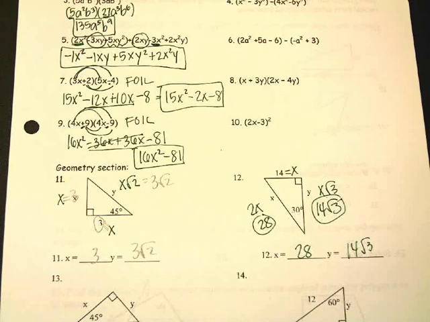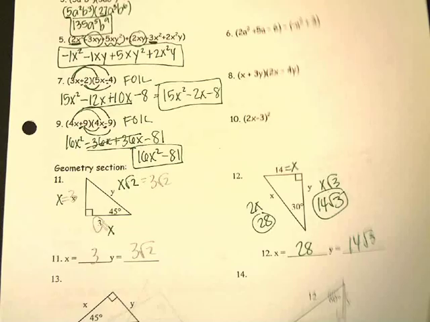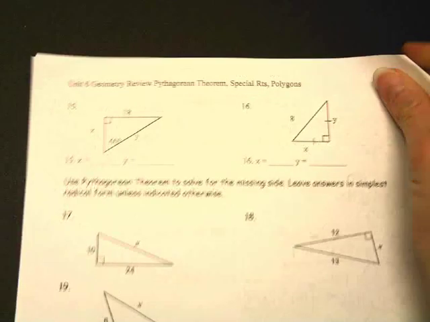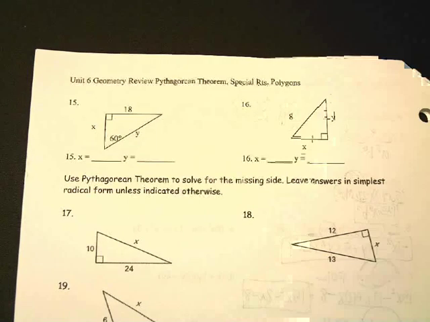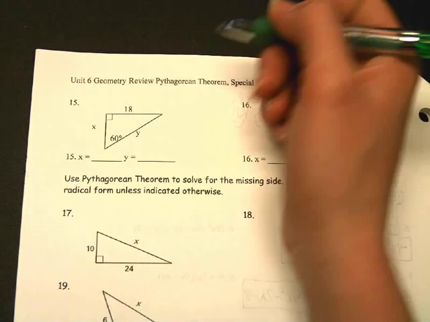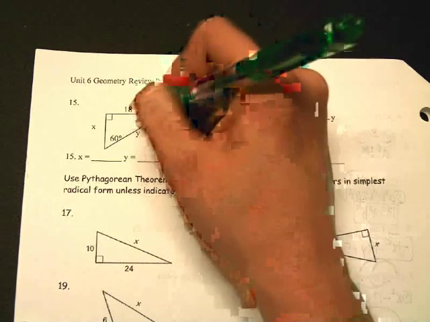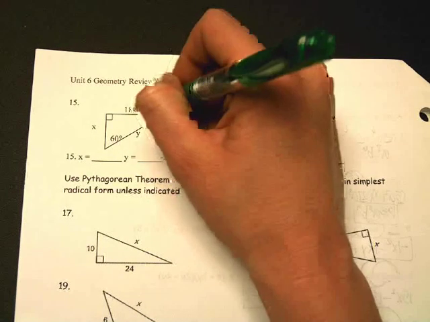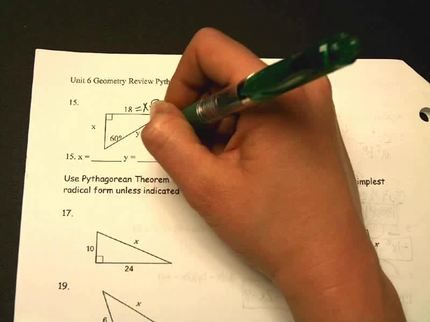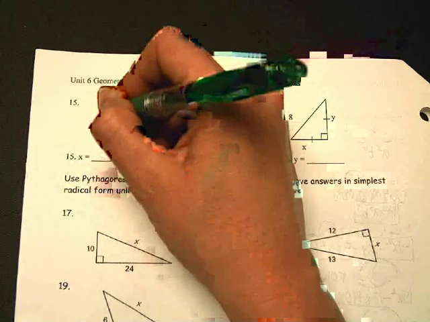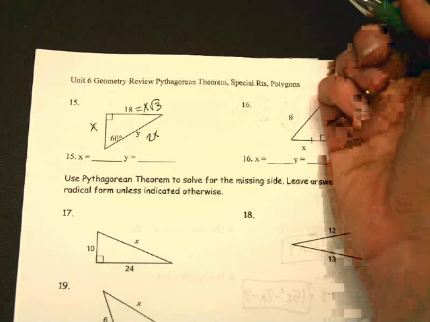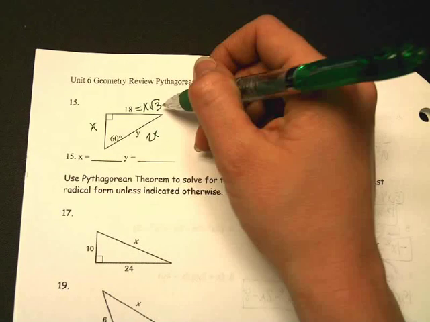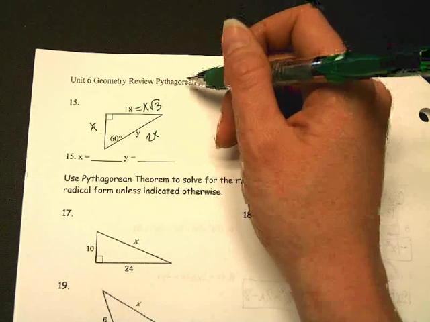Moving on to page 2. We've got another 30, 60, 90 here. So I'm going to label my sides. Across from the 60 is the x radical 3 side. The hypotenuse is 2x, and the short side is x. So you set the pattern equal to the side that you're given, and then you want to solve for x.